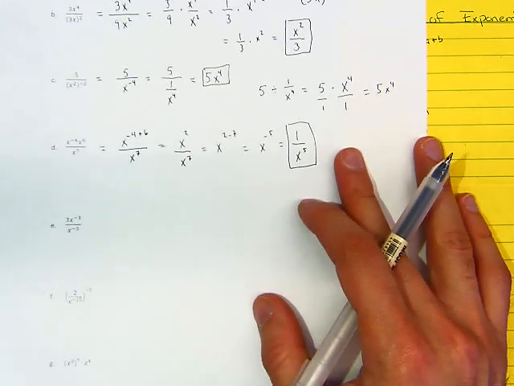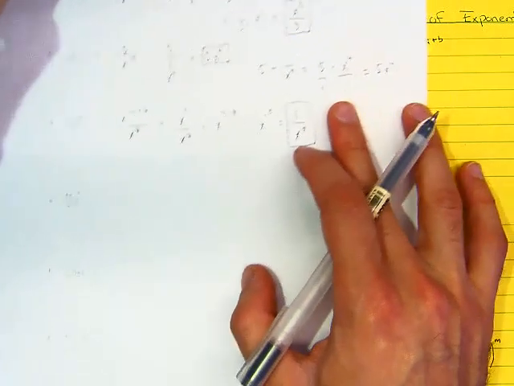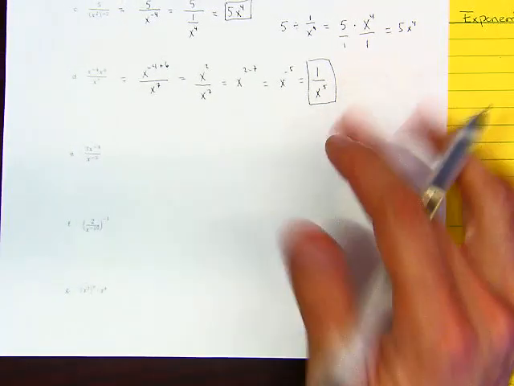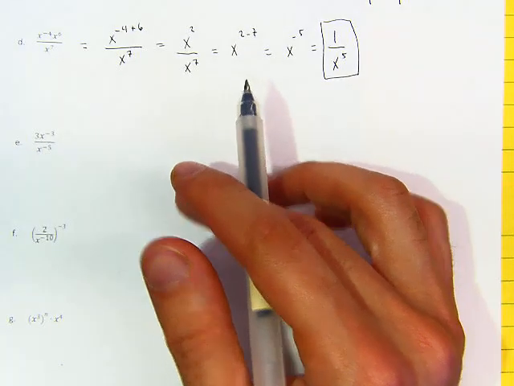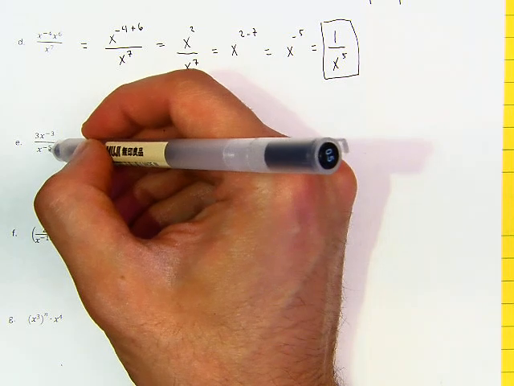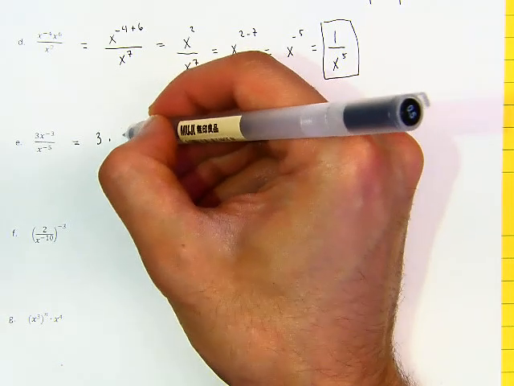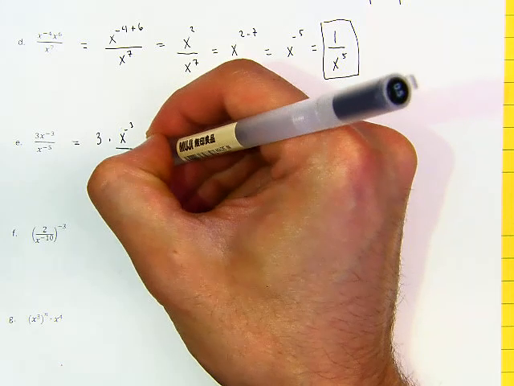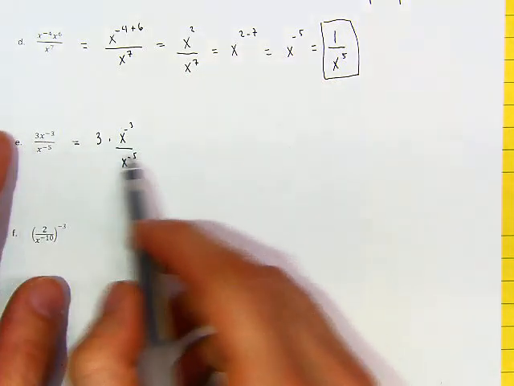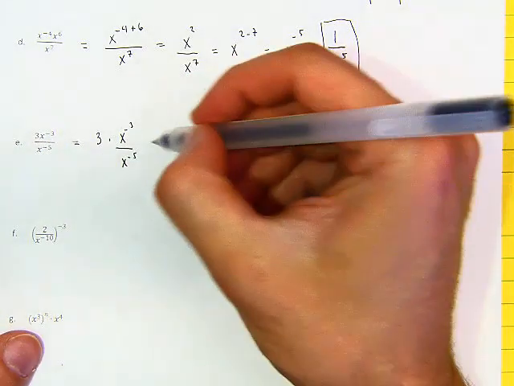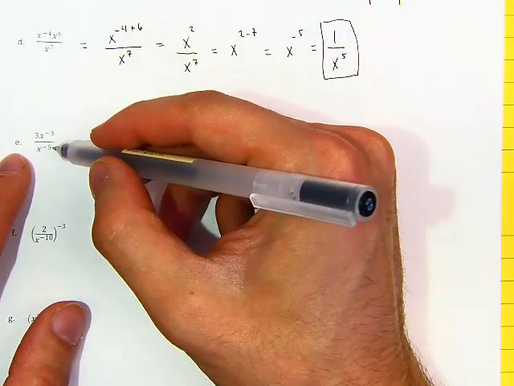But let's move on. Let me move this camera angle a little bit. Okay, let's look at the next one. Here, this is 3x to the minus 3 over x to the minus 5. Notice that this is equal to 3 times x to the minus 3 over x to the minus 5. You're allowed to split this, okay, because this is equal to this.